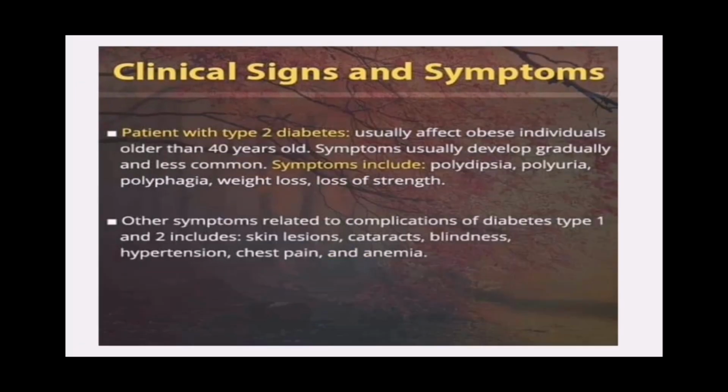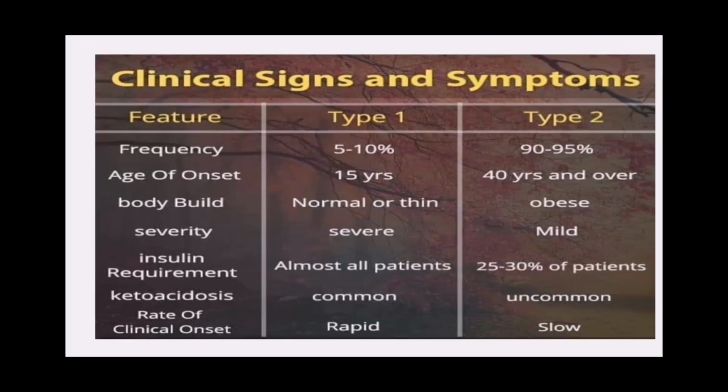Clinical signs and symptoms continue. Type 2 diabetes usually affects obese individuals older than 40 years. Symptoms usually develop gradually and are less common. Symptoms include polydipsia, polyuria, polyphagia, weight loss, loss of strength. Other symptoms related to complications of diabetes type 1 and type 2 include skin lesions, cataract, blindness, hypertension, chest pain, anemia.